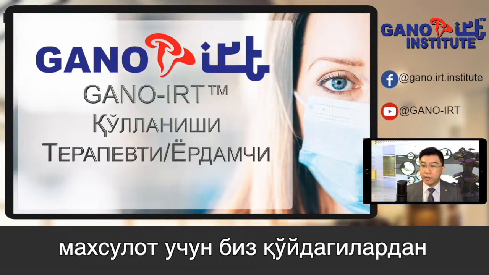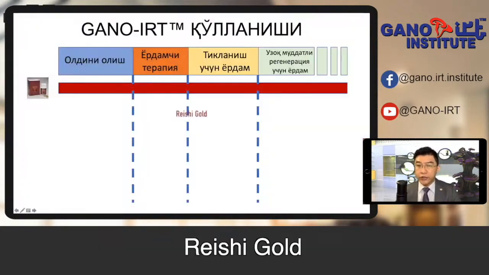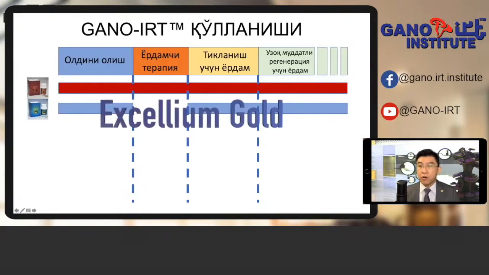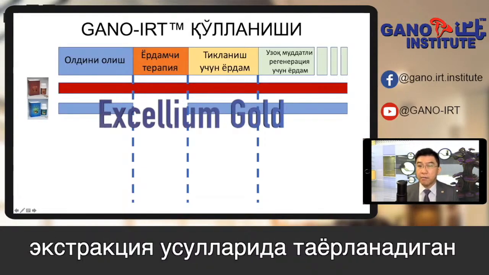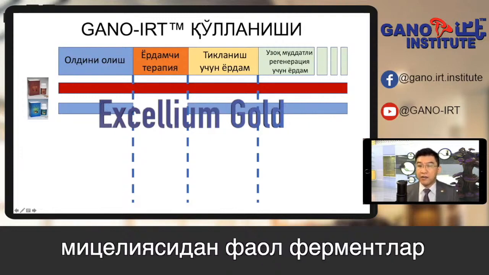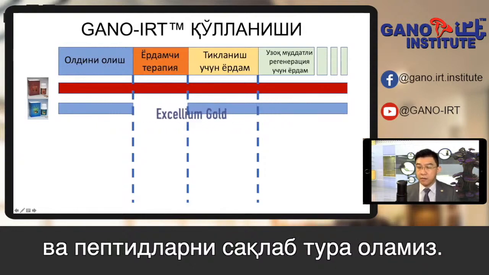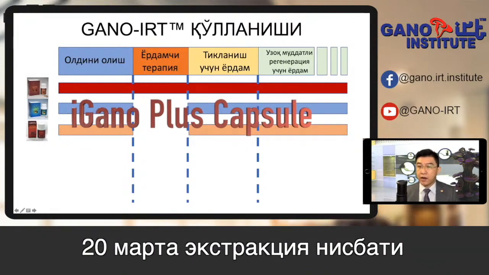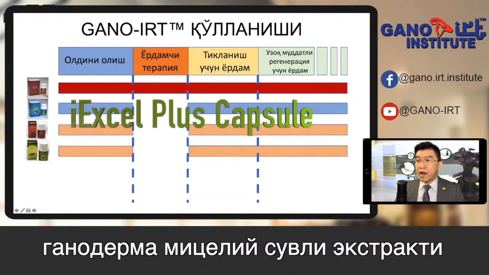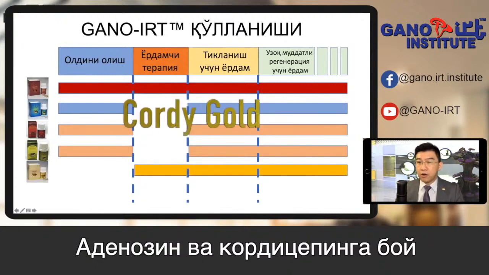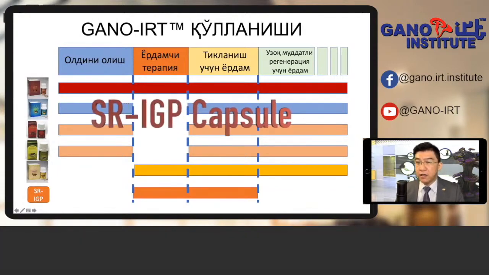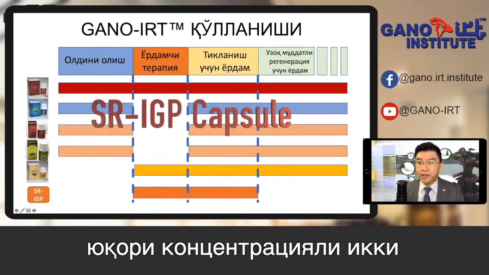For the products in the category of therapeutic and adjuvant support, we are recommending Reishi Gold, made from 100% water-soluble Ganoderma extract, rich with reishi polysaccharide and terpenoids. Exilium Gold, made from the multi-phase low-temperature extraction methods from the mycelia of Ganoderma lucidum. Through the proprietary extraction process, we are able to maintain the active enzymes and peptides from the mycelia of Ganoderma lucidum. iGano capsule, the Ganoderma water extract with 20 times extraction ratio. iExcel capsule, the Ganoderma mycelia water extract with 20 times extraction ratio. Cordygold, made from 100% cordyceps water-soluble extract, rich with adenosine and cordycepin, and the clinical product, SRIGP, a double extraction product with high concentration of reishi polysaccharides and terpenoids.